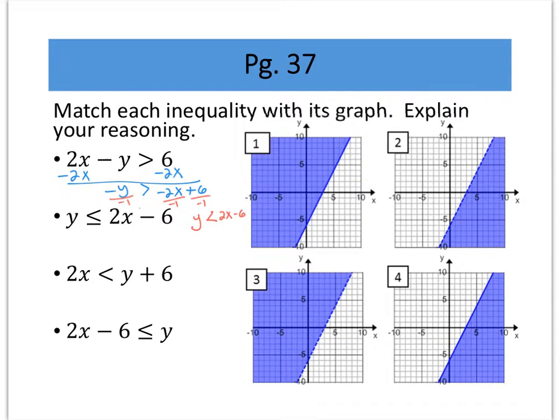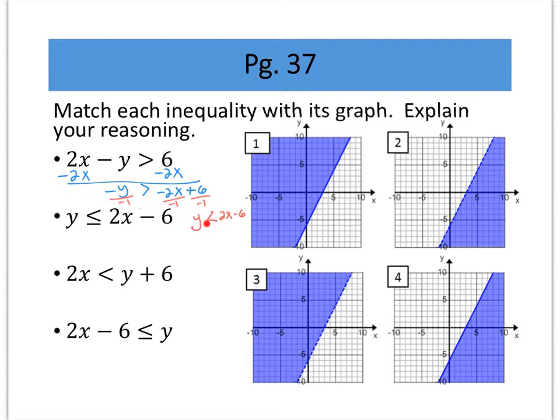So I'm looking for a line that is not a solid line. So I know 1 doesn't work for this, and I know that 4 doesn't work for this. Y is less than 2x minus 6. So minus 6, there's minus 6. My rate of change is 2x, so up 2 over 1. So this is a possibility. And then I check over here, negative 6, up 2 over 1. So both of these are possibilities.